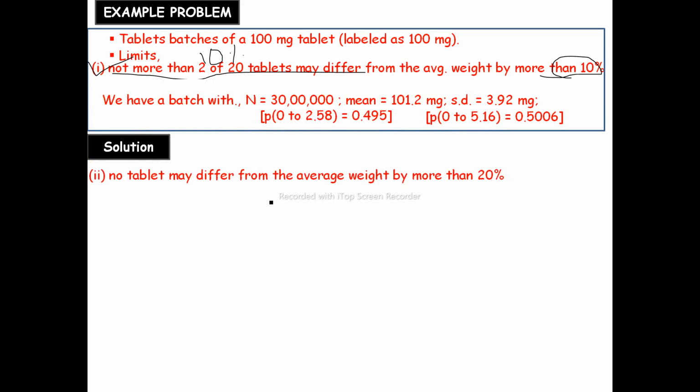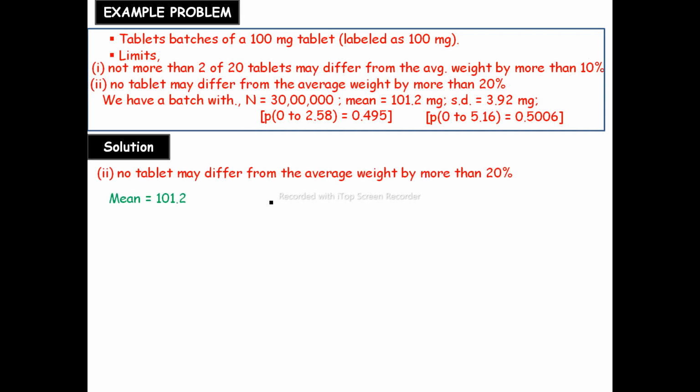Okay. So whatever batch of tablets we have produced, not even a single tablet may differ by 20%. Means from the average weight it should not be less than 20% or more than 20%. It should be within the limit, within 20%. That is our requirement. Now the mean value is 101.2, and 20% of the mean value is 20.24 mg.